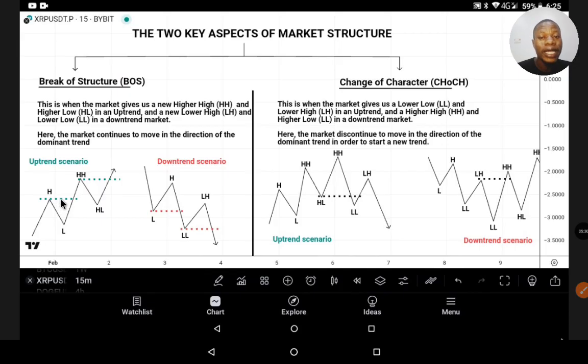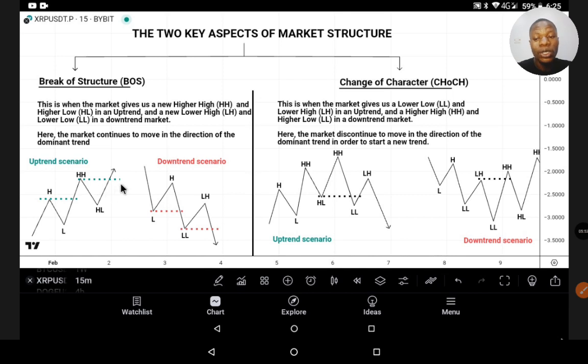It is an important structure you should always look out for in the market, because it shows continuity in the direction of the market. If the market is moving upward and you are seeing a break of structure, it shows that you should be looking for another buy opportunity, because the market shows that it still wants to go up, in the dominant direction.